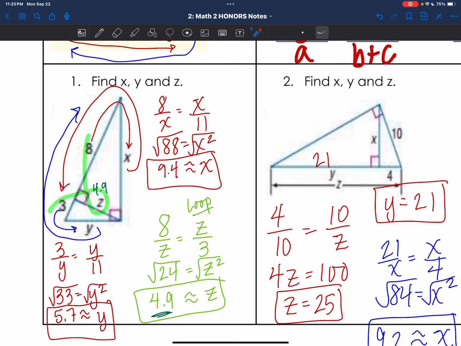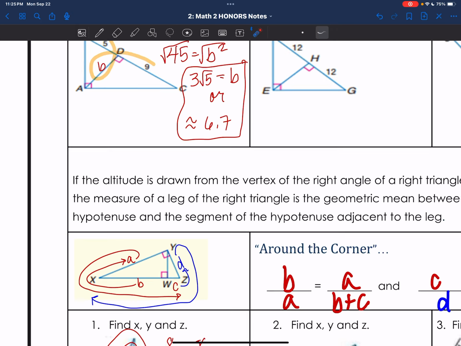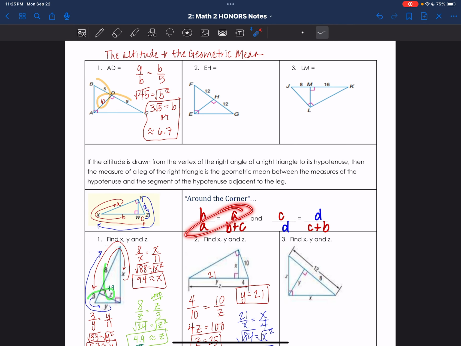All right, so now let's come down here, and we're going to do the same thing. We're going to go around the corner, so 3 over y equals, now we've got to loop back around and do this whole thing. So we've got 3 plus 8, which is 11, and then cross multiply. And if you notice, if you do this correctly, your middle should be the same. So when you're looking at this, your denominator for one should be the numerator for the other.